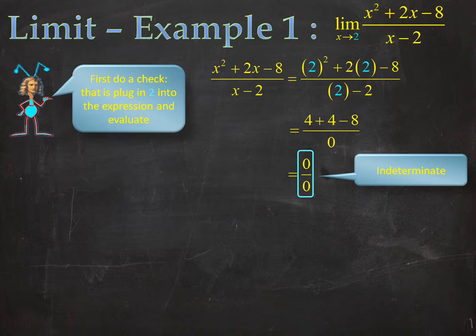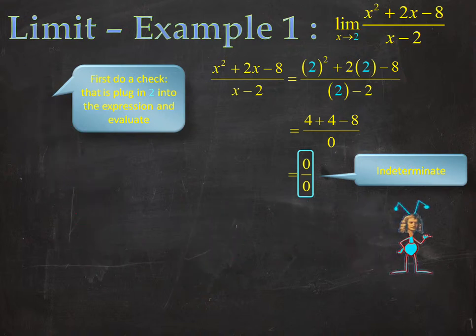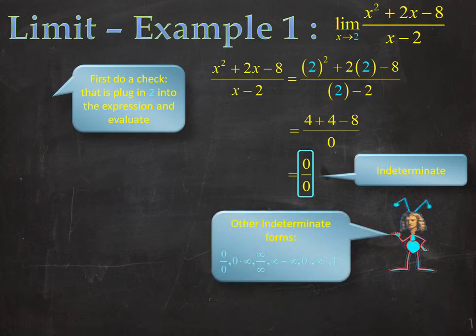Remember, 0 over any number, except 0, of course, is equal to 0, and that is a valid answer. While any number, again except for 0, over 0 is undefined, and we cannot solve that problem. But for us, we have an indeterminate value, and we will use algebra to help us. Just a reminder, other forms of indeterminates are, of course, 0 over 0, 0 times infinity, infinity divided by infinity, infinity minus infinity, 0 to the 0, infinity to the 0, and even the strange 1 to the infinity.